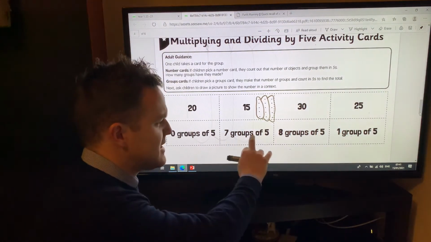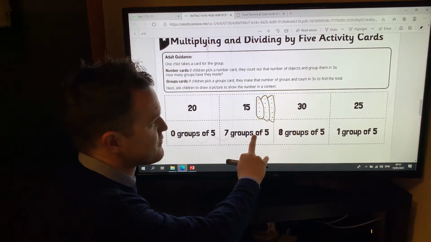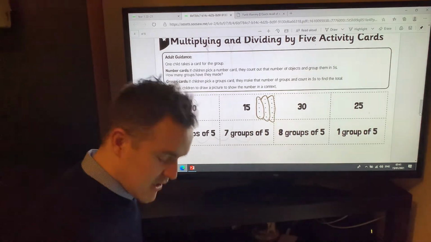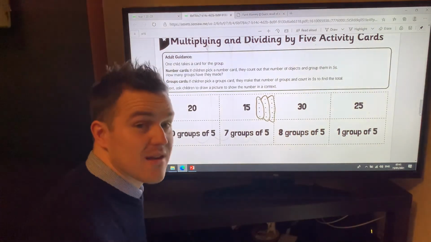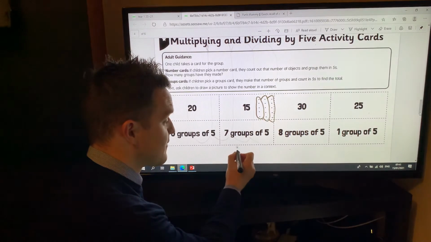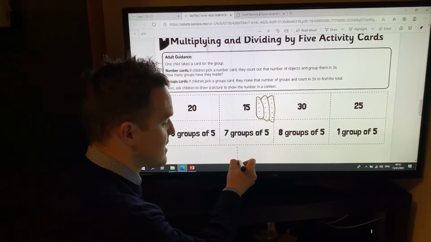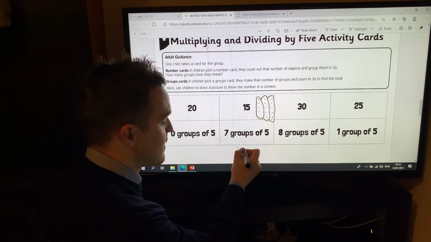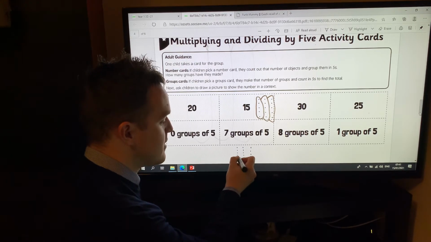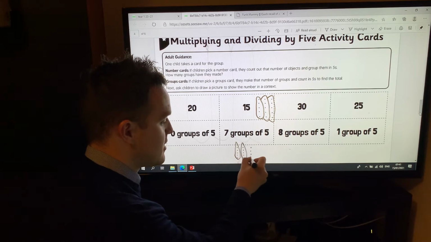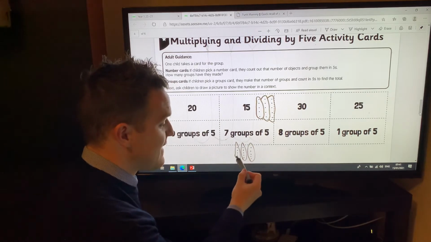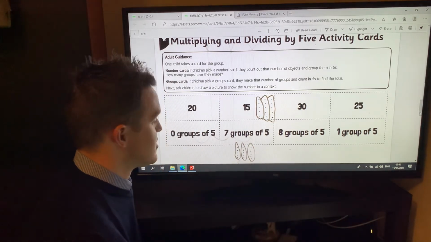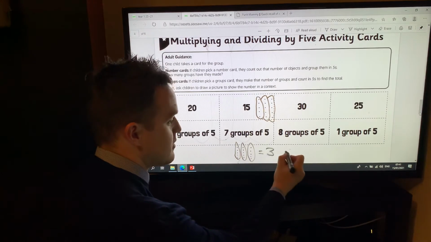Then, if you pick one of these cards, one of the groups cards, you have to make that number of 5 and count up and see what the answer is. So if I had 7 groups of 5, go and get your toys and make 7 groups of 5. 1, 2, 3, 4, 5, 6, 7, sorry. 1, 2, 3, 4, 5, 6, 7, 8, 9, 10, 11, 12, 13, 14, 15. Now I've made 3 groups of 5, but you would keep going until you've made 7 groups of 5 and then count them all up and see what your answer is. So this one equals 3 groups.